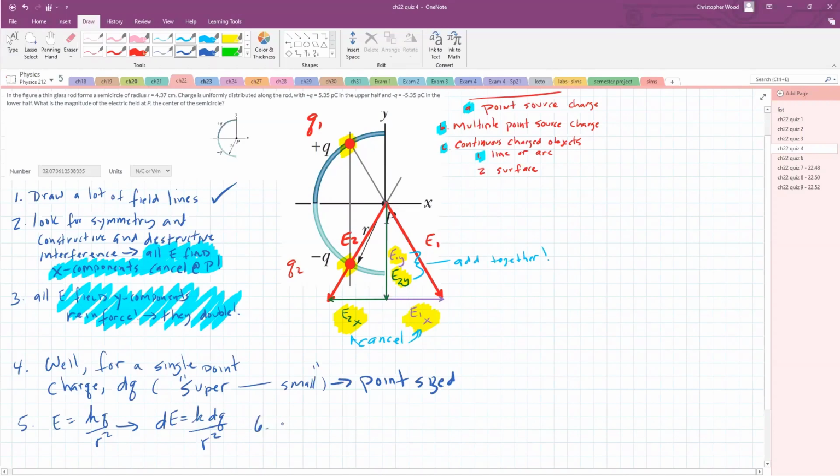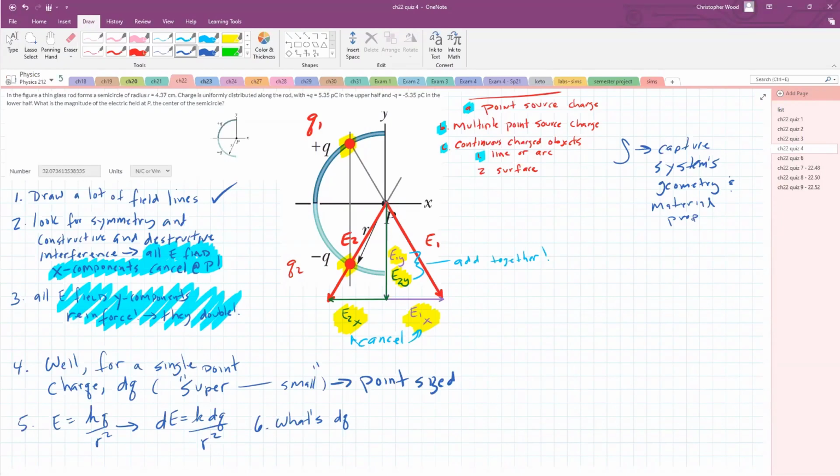Now, number 6, what's dQ? Here's the trick to calculus in science and engineering. I have to somehow cough up an integral, and this integral needs to capture the system's geometry and material properties. That's your path. That's true from this level on up into sky level. My whole goal is to craft an integral that captures the system's geometry and material properties. So that's the path I'm on.